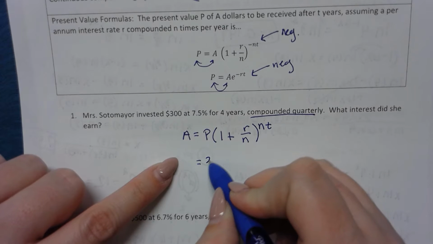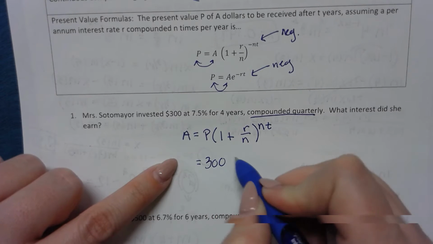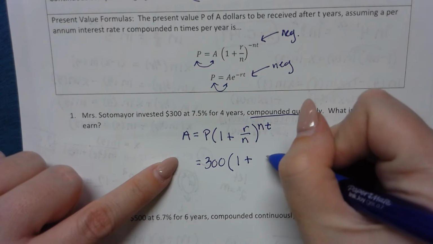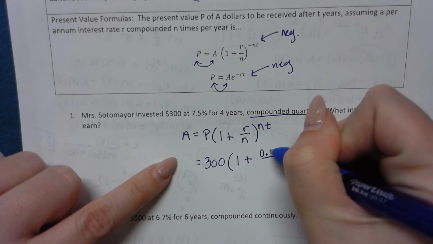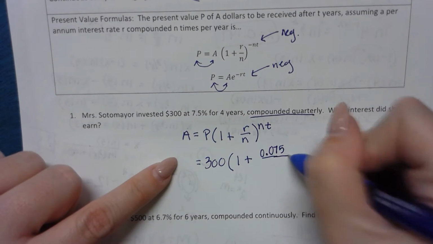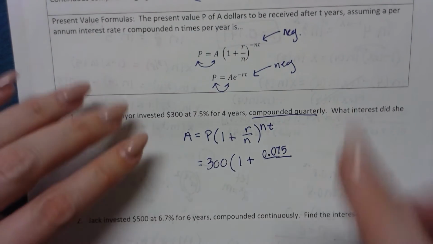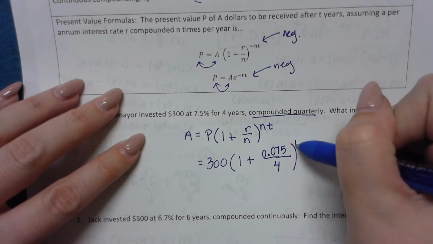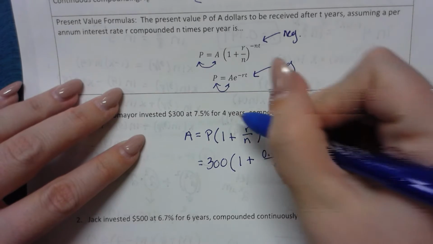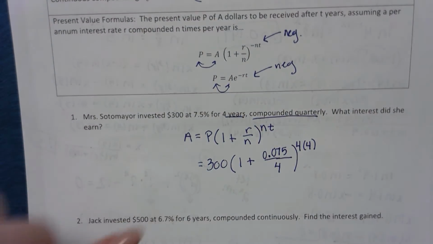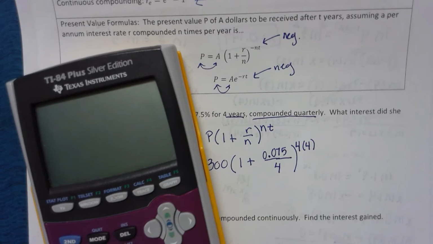So she's investing $300, so that would be P. 1 plus the rate is 7.5%, so as a decimal, that would be 0.075. Now, N is the number of times it's compounded. So if it's compounded quarterly, that would be 4 times a year. To the N times T, and the number of years is T, so 4. So now let's plug that into our calculator.